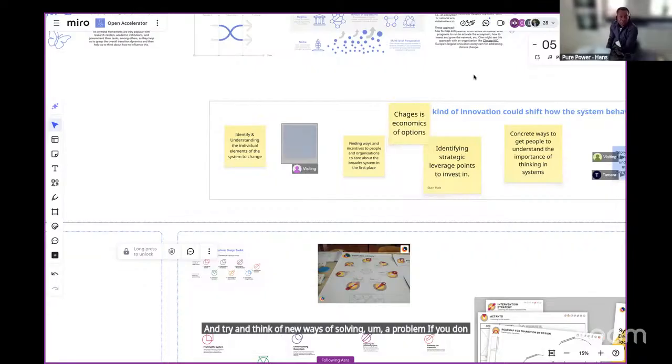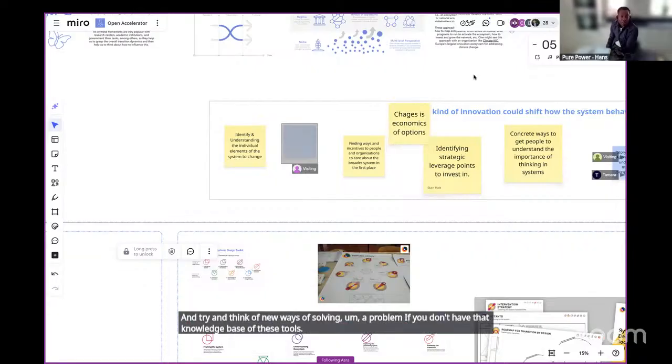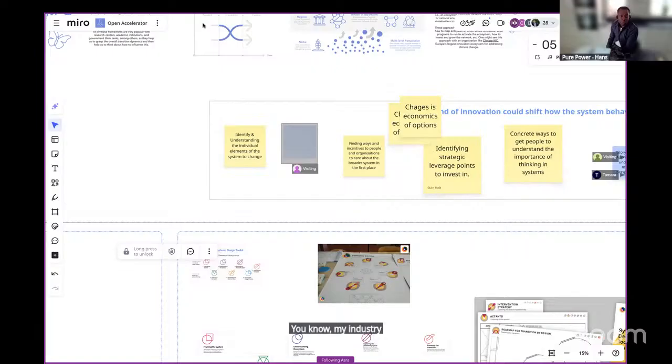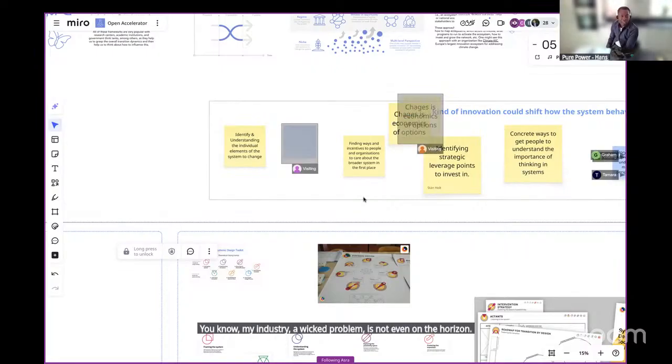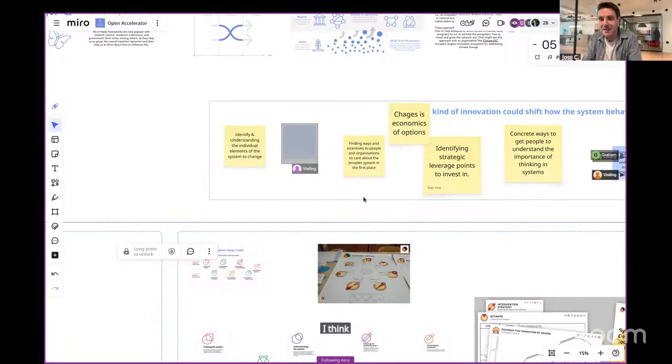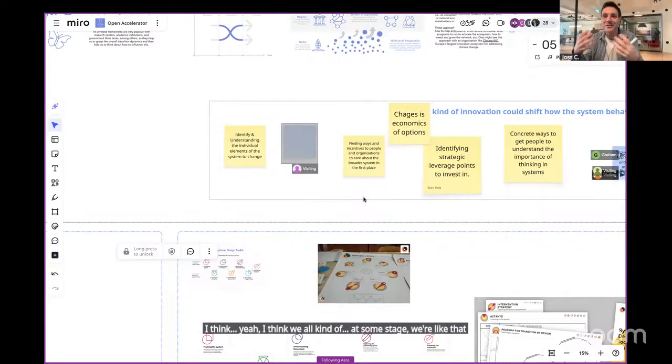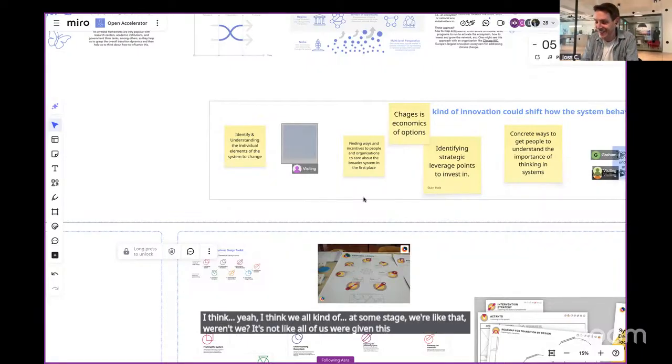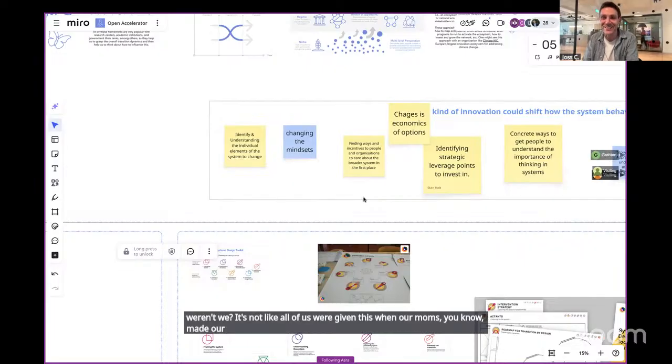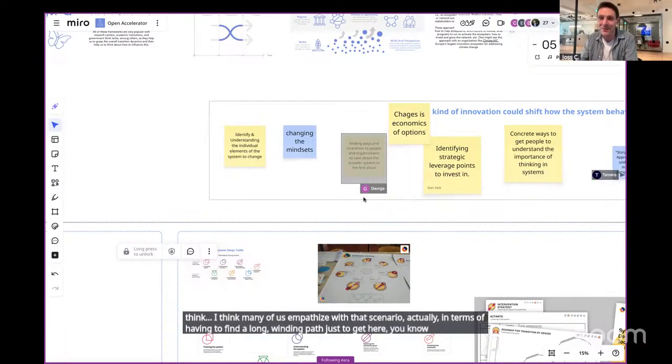If you don't have that knowledge base of these tools, in my industry a wicked problem is not even on the horizon as a kind of understanding. So yes, I think we all were a bit like that at some stage. It's not like all of us were given this when our mums made our bottles when we were 2 years old or when we went to school. So I think many of us empathize with that scenario, in terms of having to find a long winding path just to get here. Never mind where we go from here.